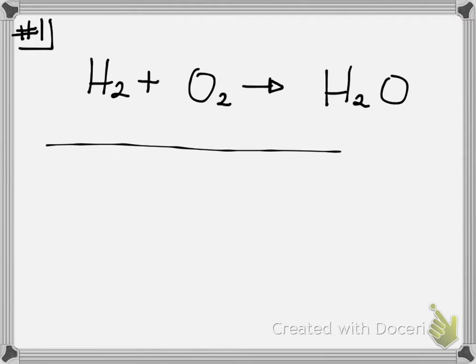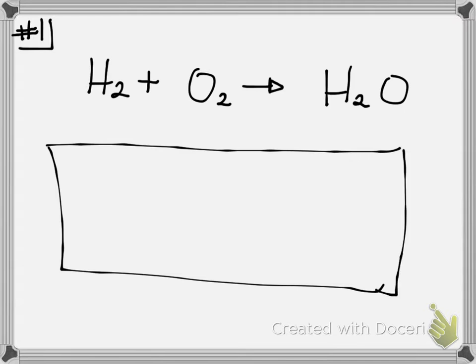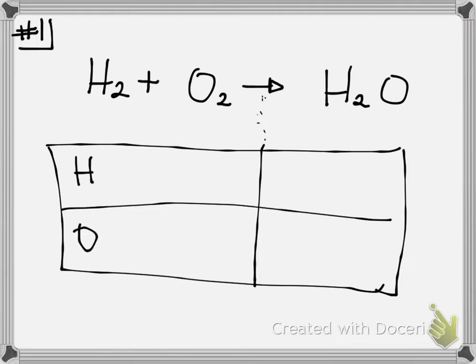What we do to start off in any type of balancing chemical equation question is make our chart. You make a box, you put a line down where you have your arrow, basically, and we start counting the different types of elements that we have. Here, in this question, since it's actually pretty simple, we only have hydrogen and oxygen, and we have that on both sides.